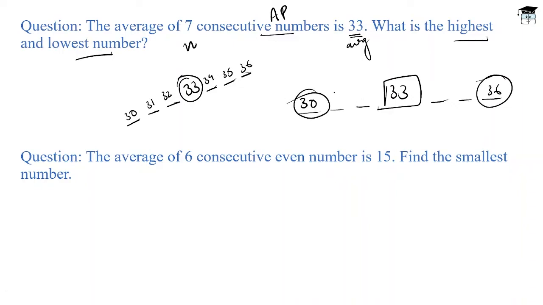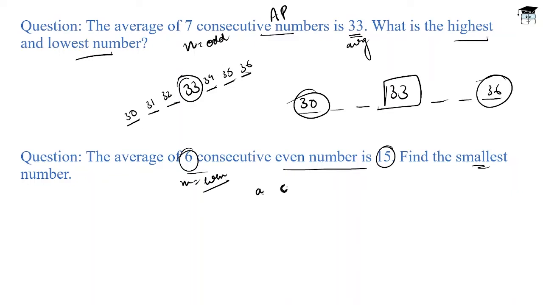Clear? Very simple, right? Let's move on to the next question: the average of 6 consecutive even numbers is 50. Find the smallest number. Now here n was odd before, but now n is even. Earlier it was simple: n is odd, that means there is a middle term, the center term, and we add the remaining on both sides. But now what if the number n is even? So here this means something, let's say A and C.